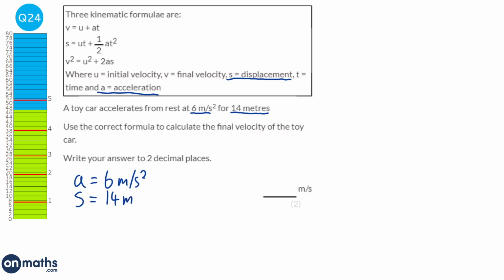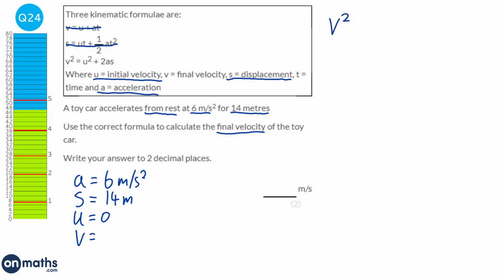Now, it looks like we don't have any more, but actually it says from rest. So the initial velocity, therefore, would be 0, because from rest means it wasn't moving at all at the start. We're looking for the final velocity, so we're looking for v. So let's have a look at which formula we're going to use. So it's not going to be the top one because we're not given time. It's not going to be the second one because we're not given time. So it's going to be that third one.